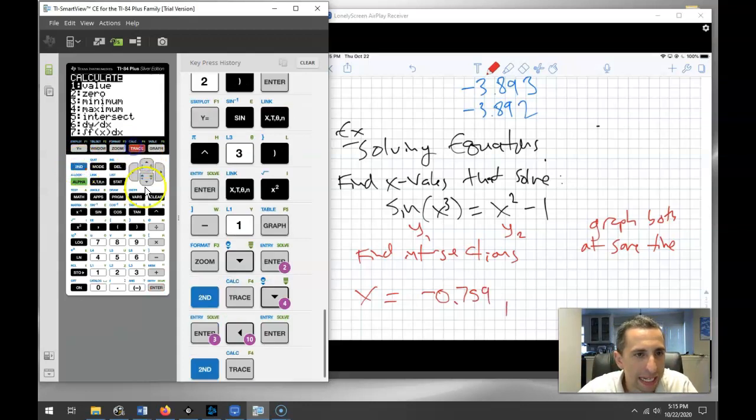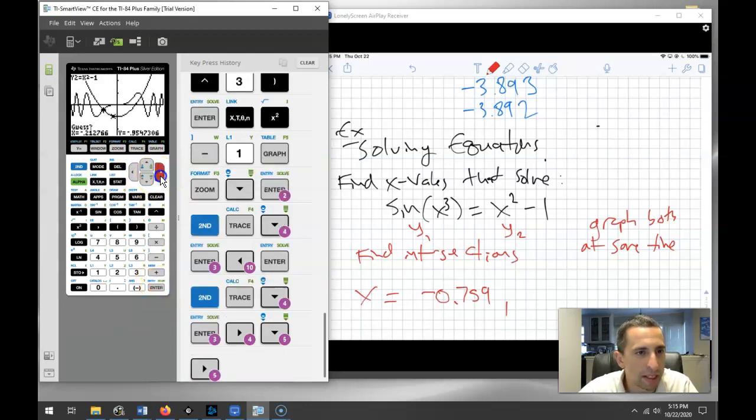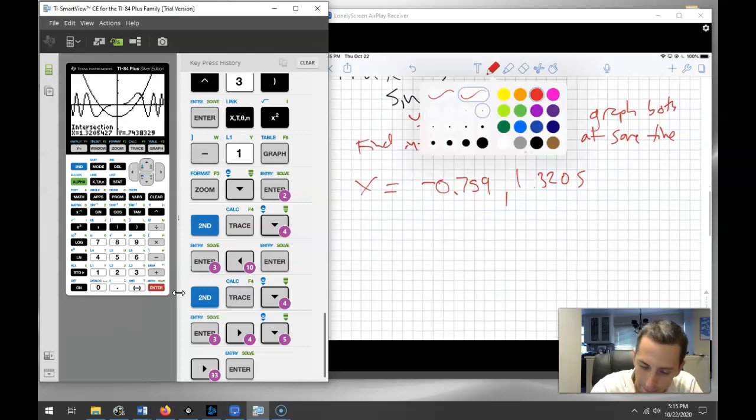So we'll go to second calc again. We'll go down to intersect. We'll pick the first curve and the second curve, just enter, enter. But now for my guess, I just have to arrow over closer until I get over towards here. Notice how this app shows you what buttons I hit? That's kind of cool. So I'll hit enter here again, and it's going to show me that the intersection is 1.3205. Okay, so those are my two intersections here.